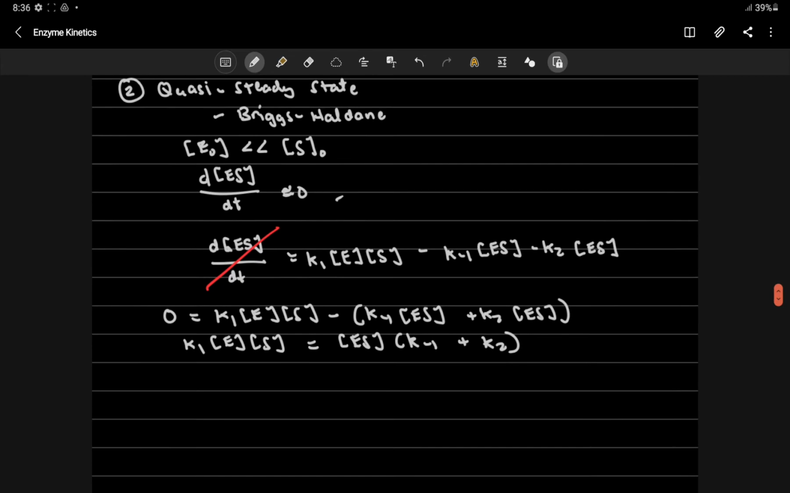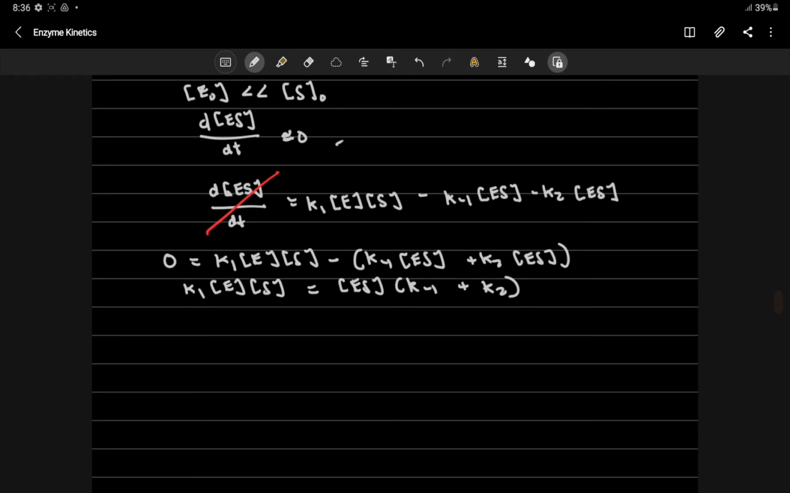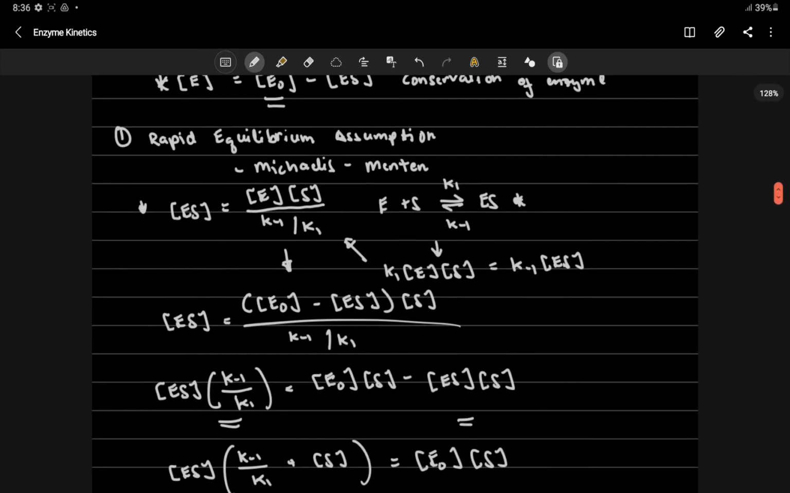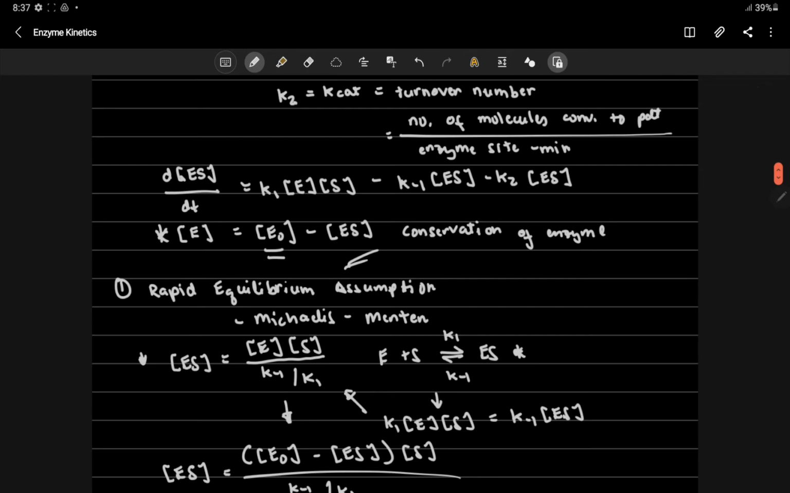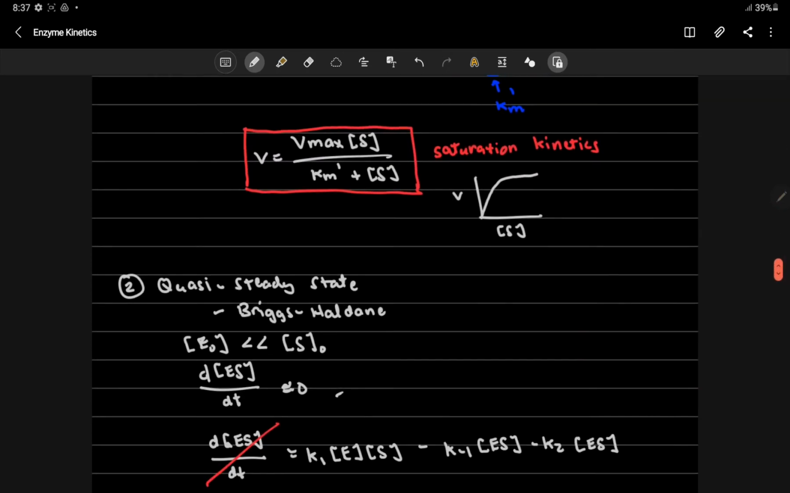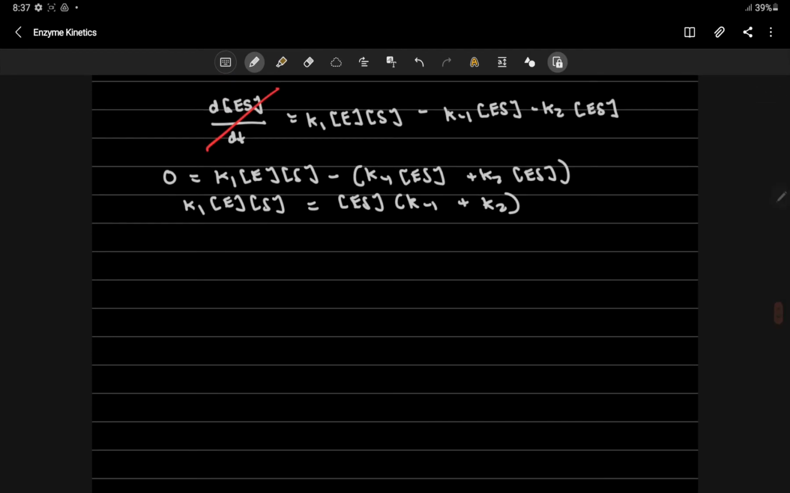Now, the next thing we will do, remember the idea I've shown you here. The enzyme concentration at any time is equal to the initial concentration of your enzyme minus whatever concentration of enzyme is associated with substrate. This means the total or initial enzyme concentration is equal to whatever enzyme is free plus whatever enzyme is associated with substrate. Now, we will substitute that relationship in our working equation.